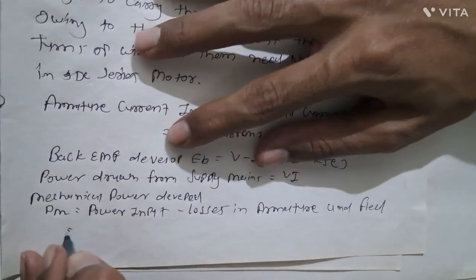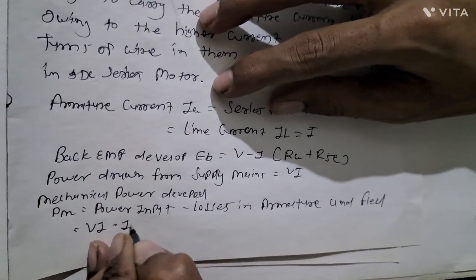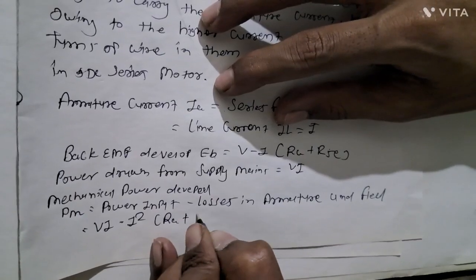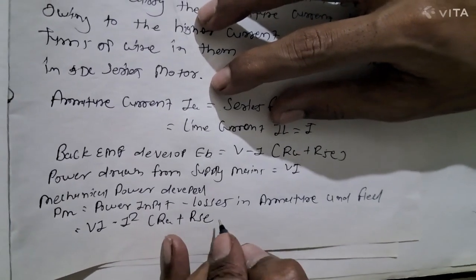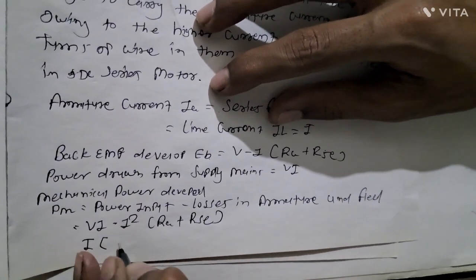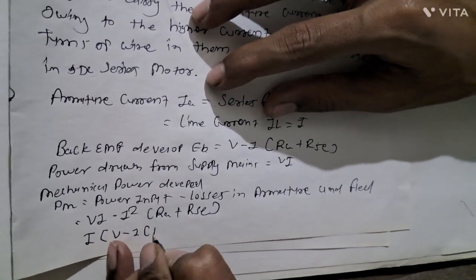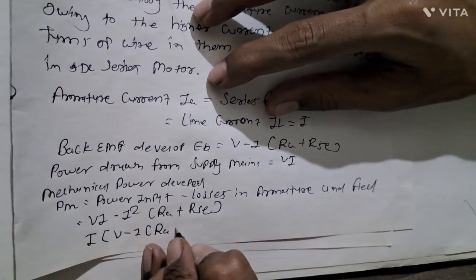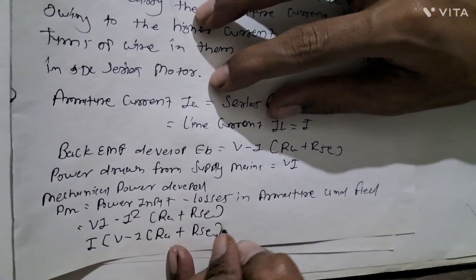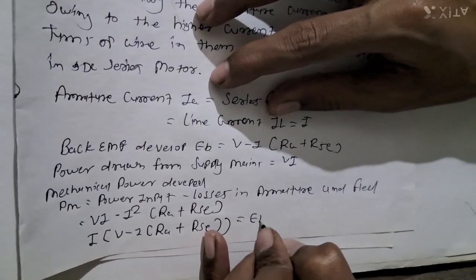So the formula is equal to VI minus I squared (RA plus RSE). Okay, and I in bracket (V minus I in internal bracket RA plus RSE) in complete, the whole bracket is equal to EBI.